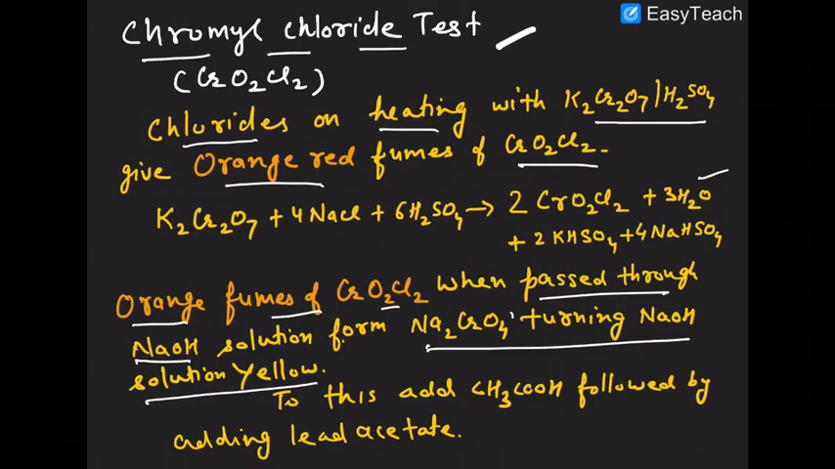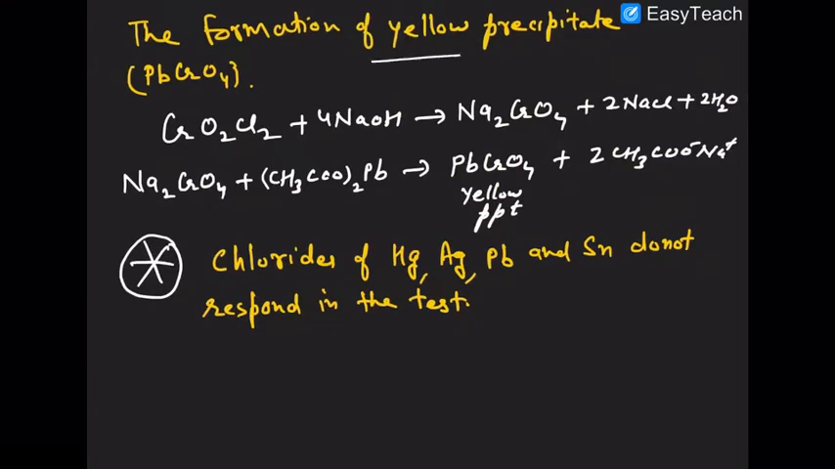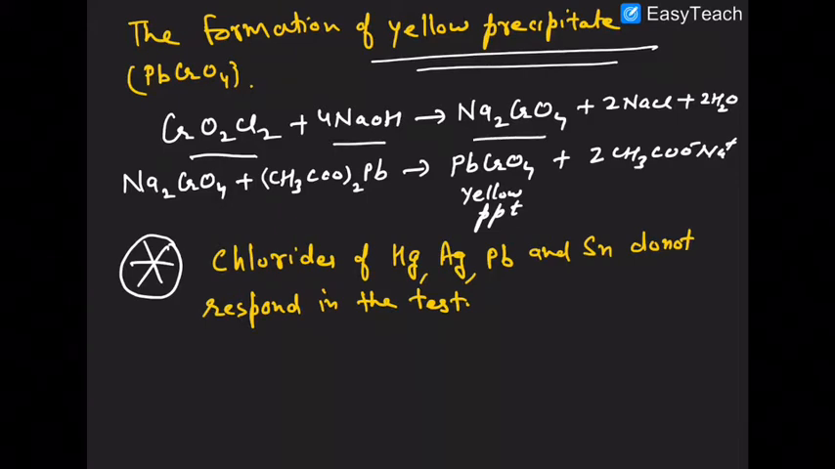To this sodium chromate solution, we add 1 or 2 drops of acetic acid solution, and then we add lead acetate. On adding the lead acetate, a yellow precipitate of lead chromate settles down at the bottom. So the two observations can be represented by the following two equations. First, chromyl chloride reacts with NaOH to give sodium chromate, and then sodium chromate reacts with lead acetate to give a yellow precipitate of lead chromate.